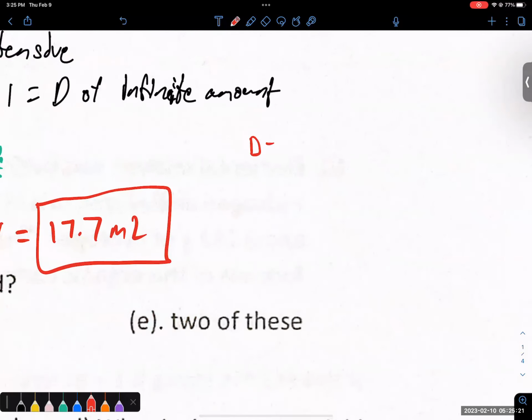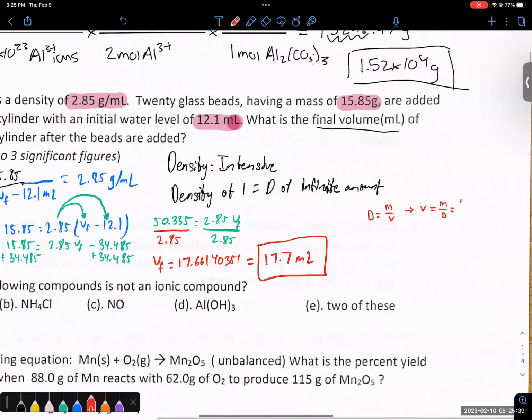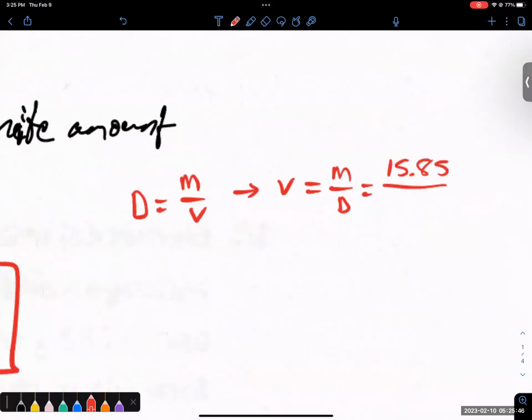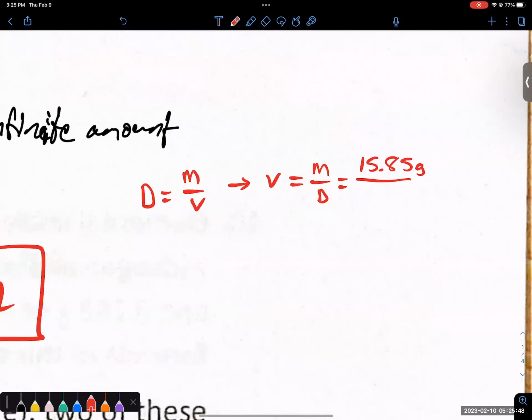So we know the density is equal to the mass over the volume. We're going to look for the volume of just the beads, so we're going to isolate that. The volume of the beads is going to be mass divided by density, which we know is 15.85, and the density was 2.85 grams per milliliter.